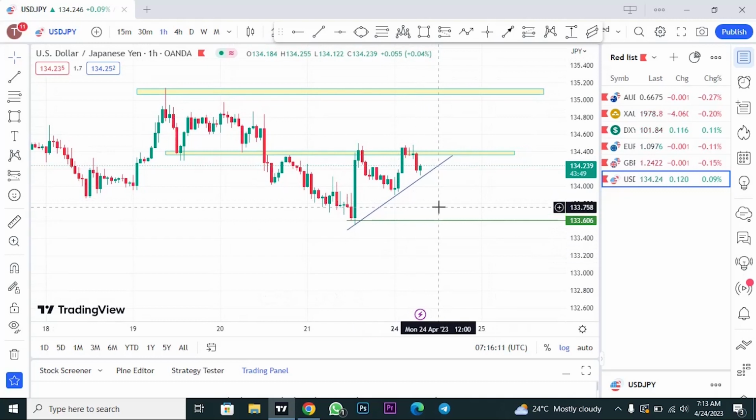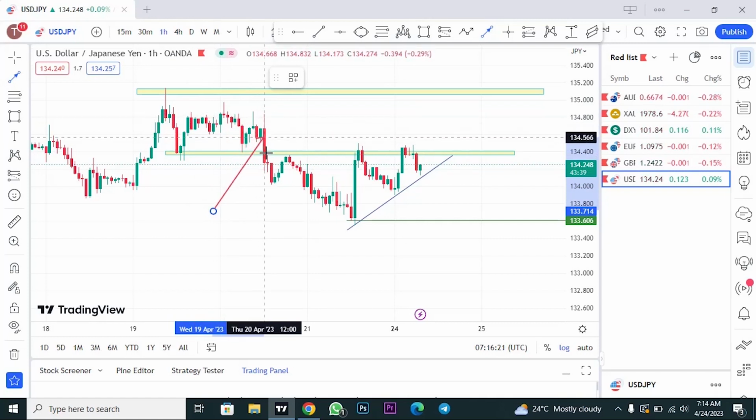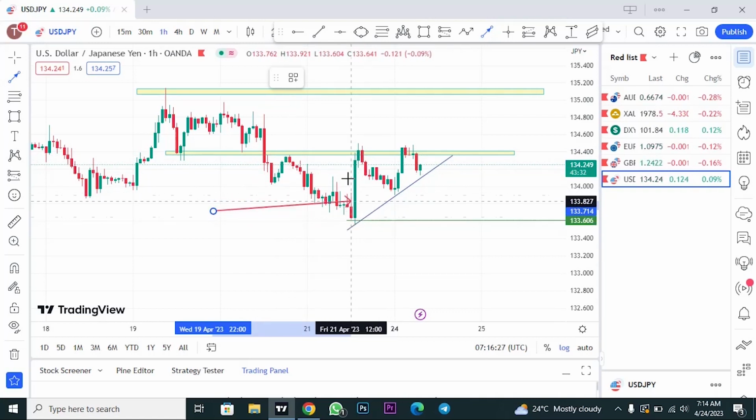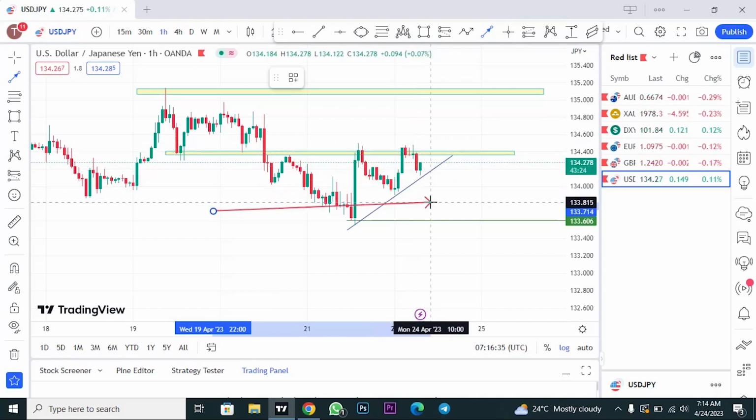On the 1 hour time frame, you can clearly see we had a support right here, a support right here. Now price ended up breaking out of the support, retesting here as a resistance, pushing to the downside, retesting here, pushing to the downside, and now price has also retested here. So my anticipation is that price is likely to push to the downside once again.